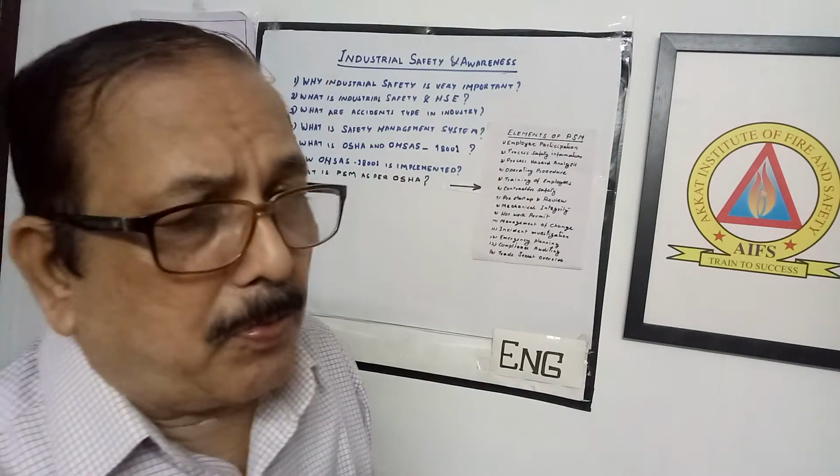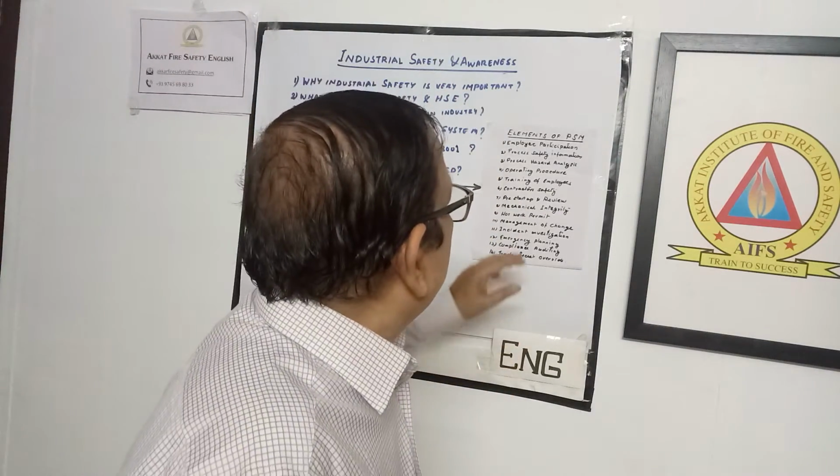Next one is process safety information. Whatever the process is, what the safety requirements are, that type of information we have to give. What hazardous materials we are handling, such process safety information must be provided.